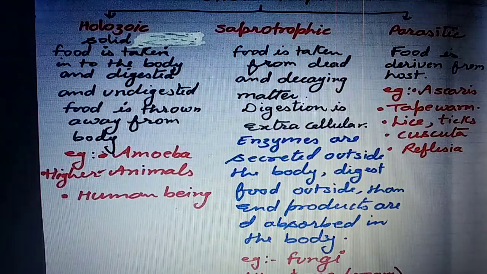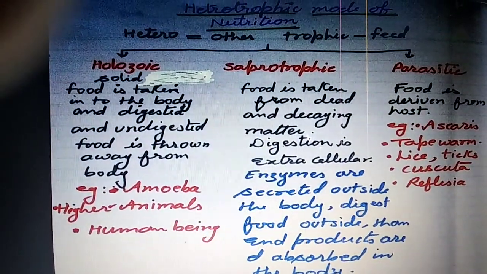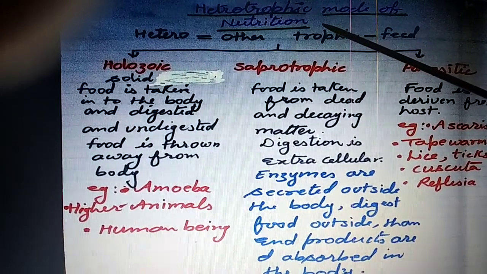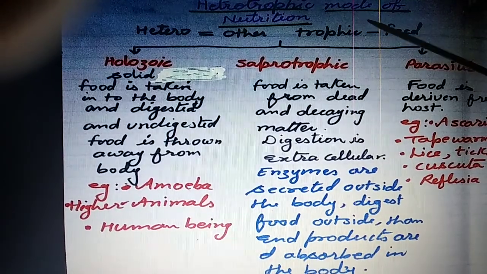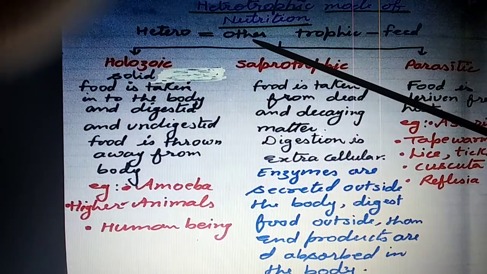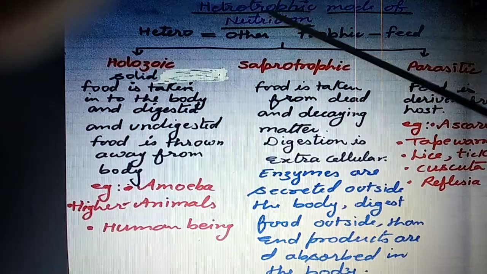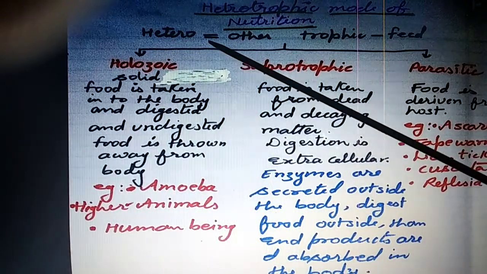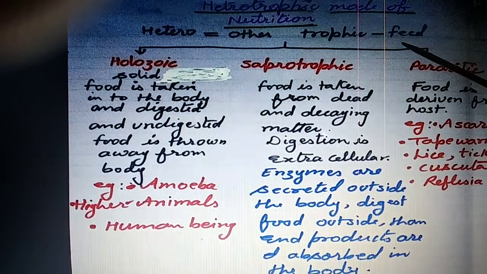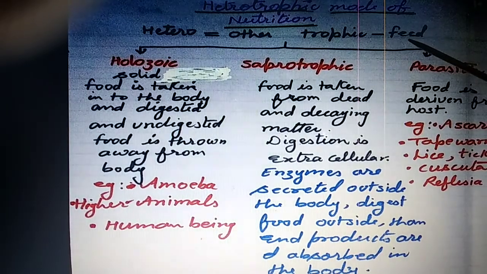Now next, let's start today's topic. Now today's topic is heterotrophic mode of nutrition. Heterotrophic mode of nutrition. It was in your 7th class also. Then as I told you earlier also, hetero means another or other, and trophic means to feed. It means those organisms which depend on others directly or indirectly for food, they are called heterotrophs, or this type of mode of nutrition is called heterotrophic mode of nutrition.